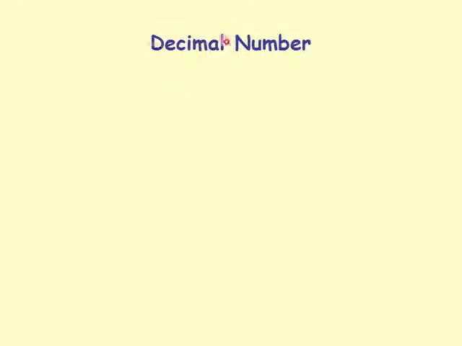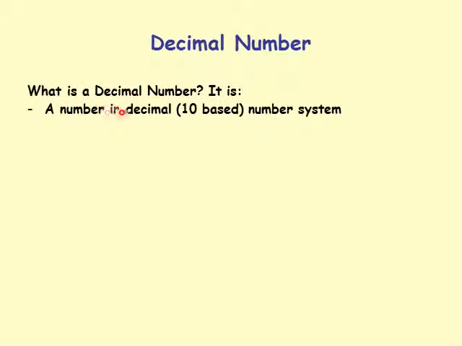So what is a decimal number? Let us see if we can figure out what a decimal number is. First of all, what's a decimal number? It is a number in decimal, which is 10 base. 10 base means digits 0 through 9, number system. If a fraction, it's usually a mixed fraction. Mixed fraction means it has a whole part and a fractional part.